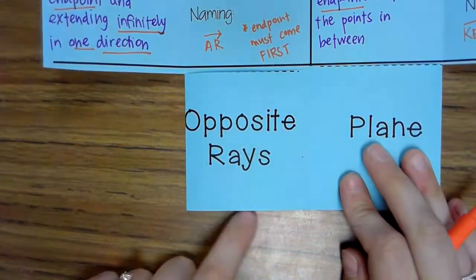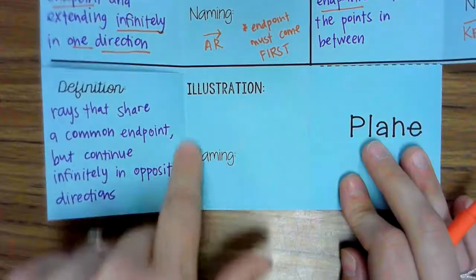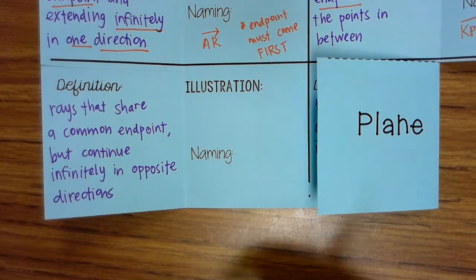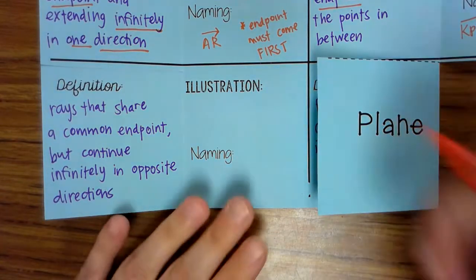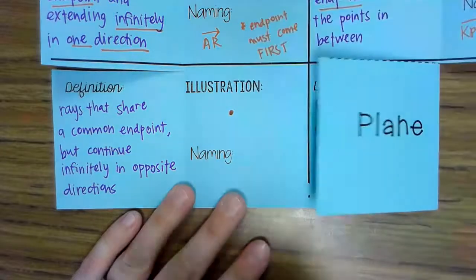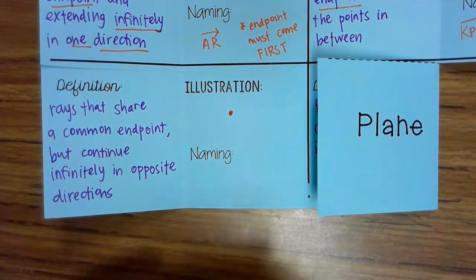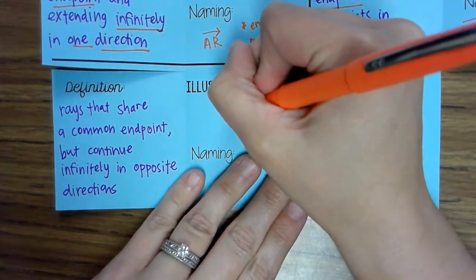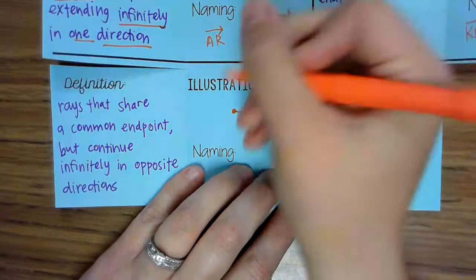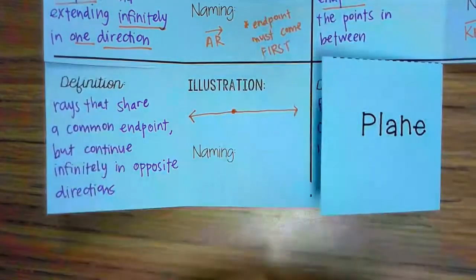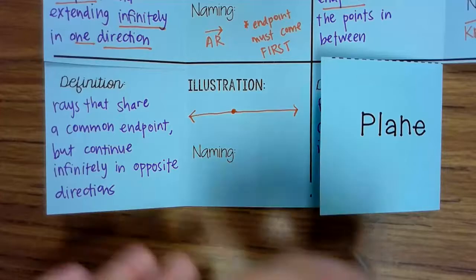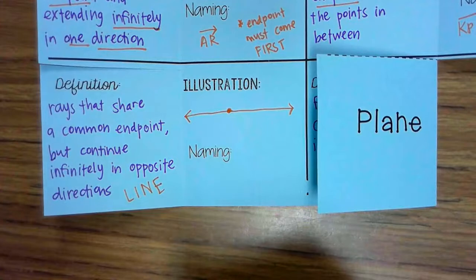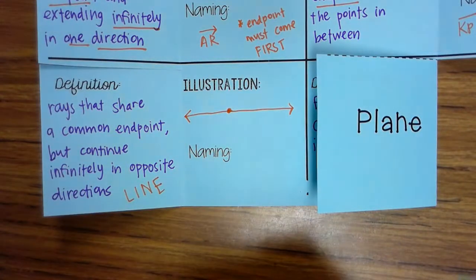Next, we've got opposite rays. I like opposite rays. Opposite rays are rays that share a common endpoint but continue infinitely in opposite directions. So let's think about this for a second. They share an endpoint, and it's going to be two rays, the opposite rays, that continue infinitely in opposite directions. So that means one ray can go this way, so the other ray must go in the opposite direction. Okay, so notice that opposite rays really is just a line. Okay, opposite rays is just fancy for a line.